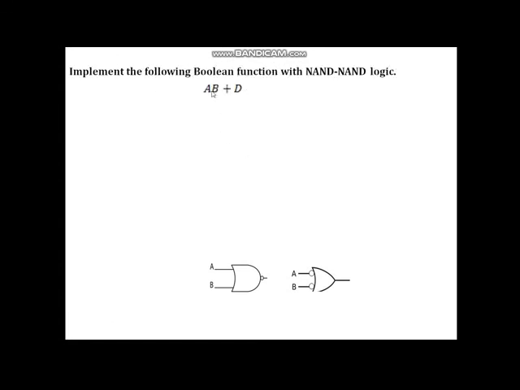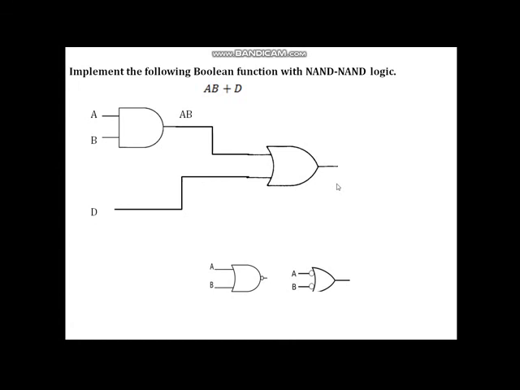Next function, AB plus D. First you have to implement this by using basic gates. There is one product term and one sum term. So we need one AND gate and one OR gate. The AND gate gives the product AB. This AB and D is given to the OR gate, which gives the sum AB plus D.